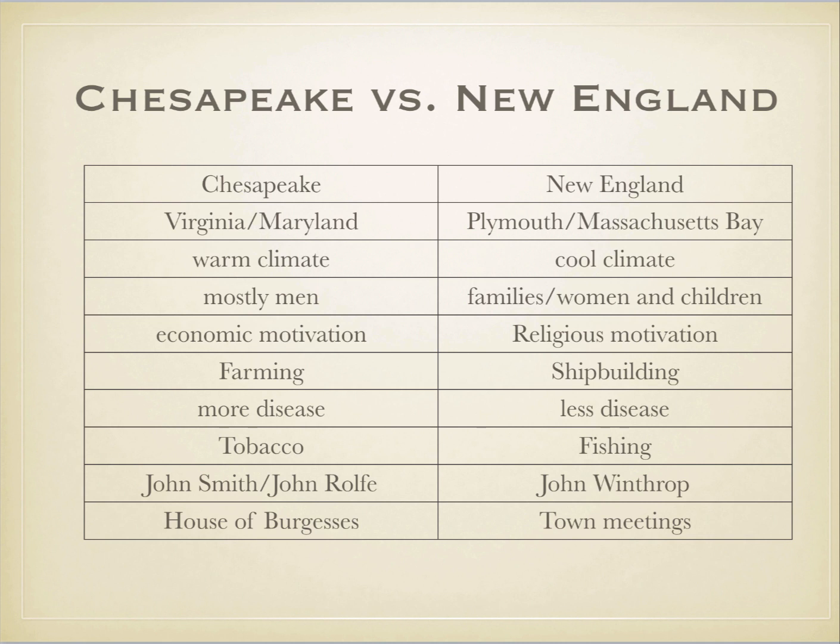The warmer climate led to more farming with Chesapeake settlers, and being closer with nice natural ports, the New England area focused on shipbuilding. Tobacco was the key crop for the Chesapeake region. Fishing was the key item for the New England colonists.